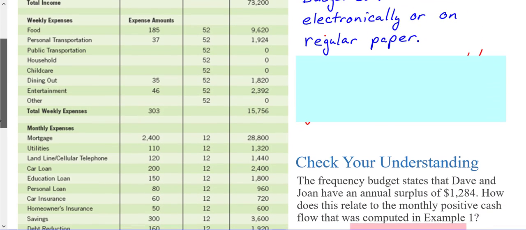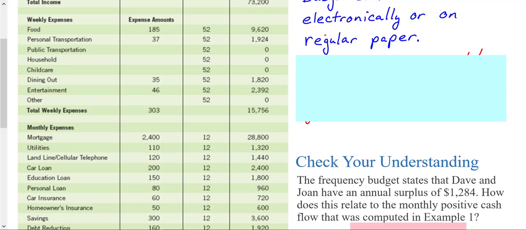So if you look at your weekly expenses, it's the same situation. You put under the expense amount how much you spend each week. There are 52 weeks in the year, so you would multiply it times 52, and it would give you a total amount of 9,620. Once you've calculated all your frequencies, you're going to total up that section.